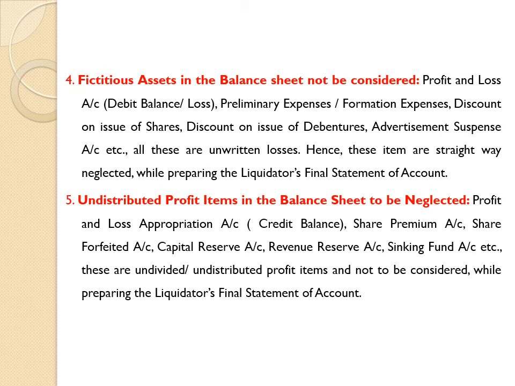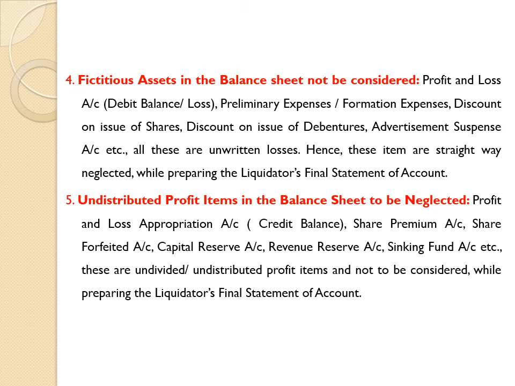Hence, these items are straightaway neglected while preparing the liquidator's final statement of account. Unwritten losses. It means fictitious assets which are shown on the asset side in the balance sheet are not considered at all while preparing the liquidator's final statement of account. It is very important.